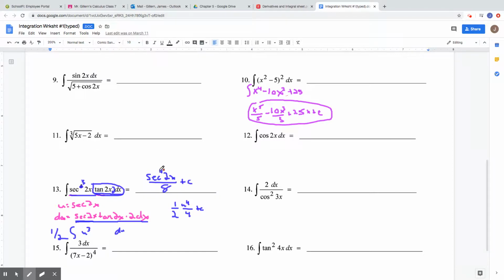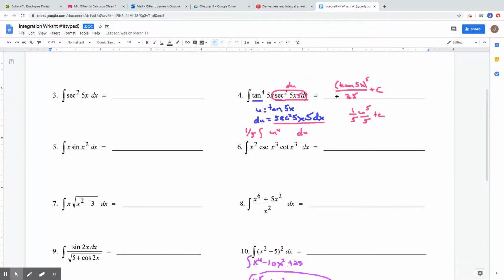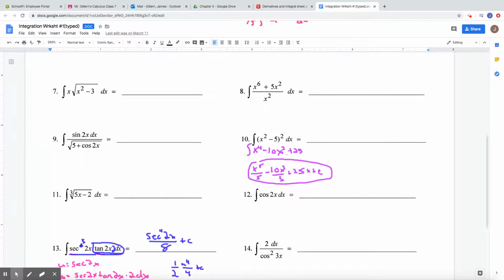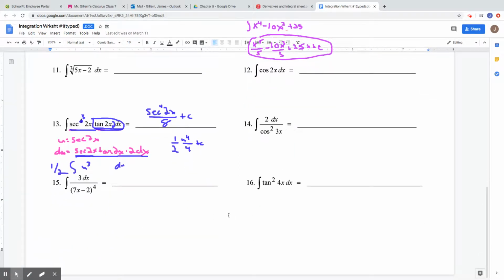Remember, I don't care if you write it this way, where the exponent is in between there, or if you write it this way, where you put it as the quantity raised to a power. Doesn't make a difference. Both are correct, okay?